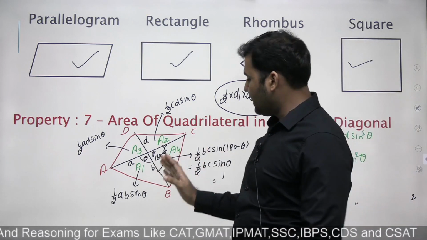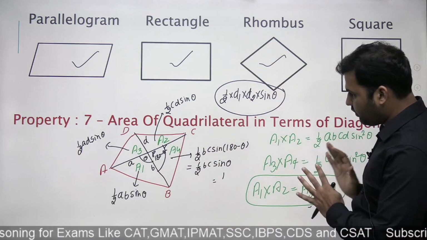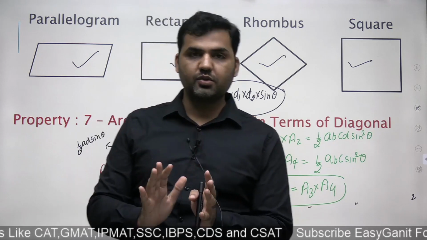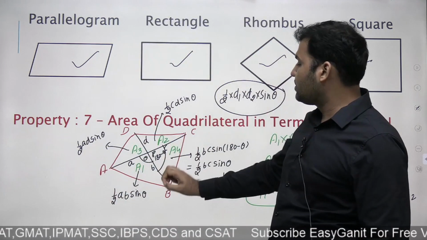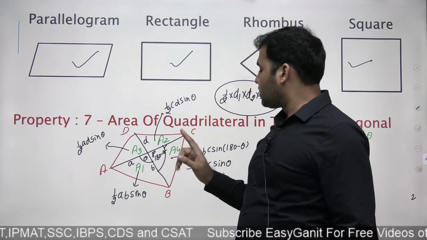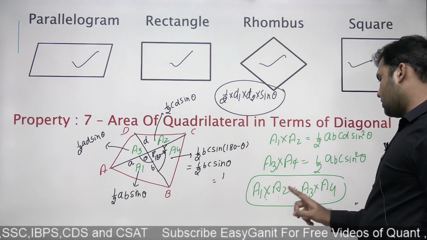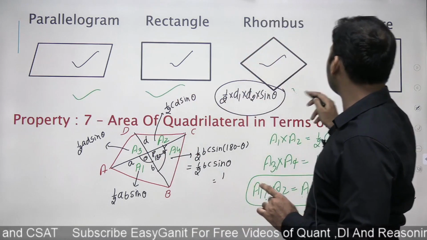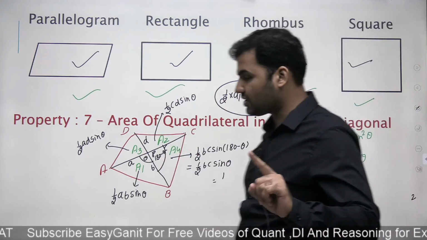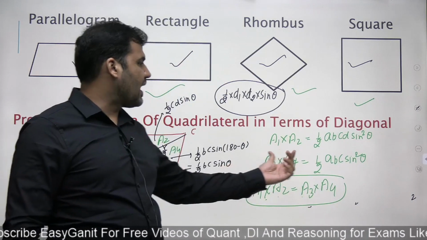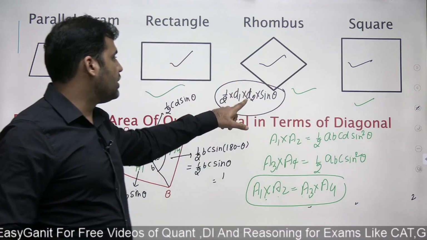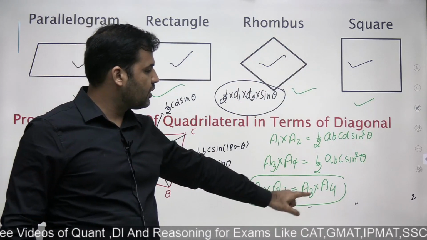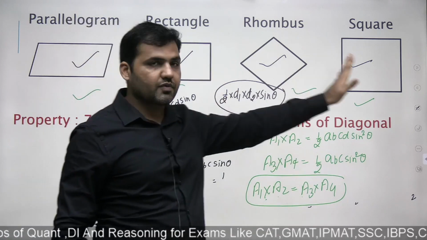And you see that to prove this property, we have not used any specific property of a parallelogram or rectangle. We have simply used the area of triangle in terms of theta. So that means this property of A1, A2, A3, A4 will also be applicable for parallelogram, rectangle, rhombus and square. So keep this in mind. In property number 7, area of triangle in terms of diagonal, half into D1 into D2 sin theta, is applicable for all 4 figures, as well as A1 into A2 is equal to A3 into A4 is also applicable for all of these 4 figures, right?